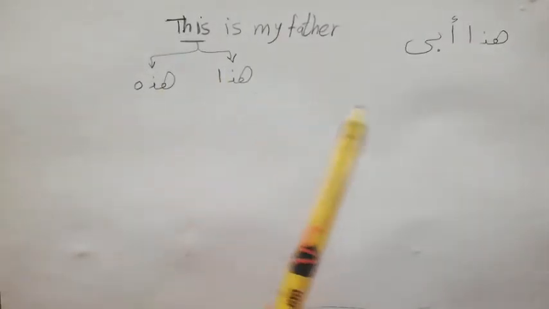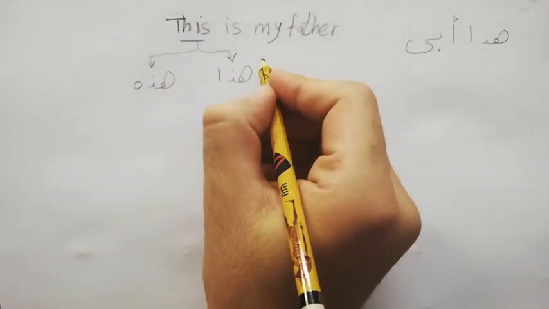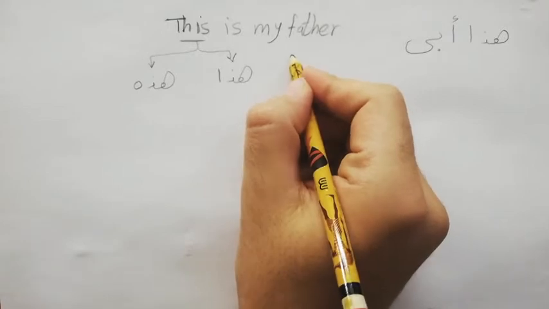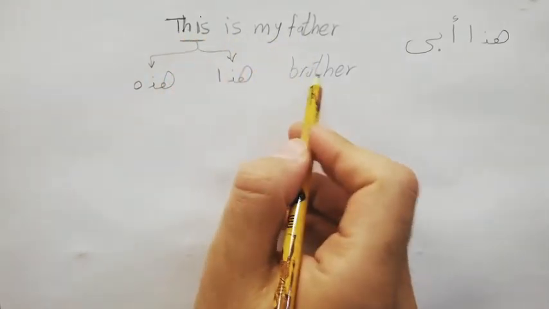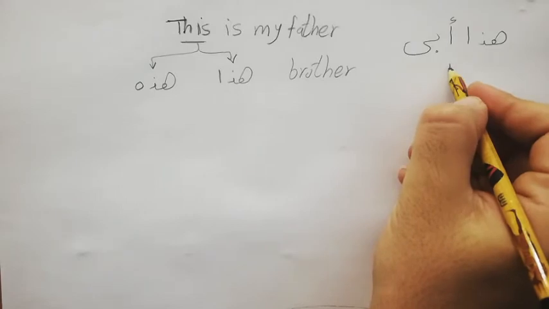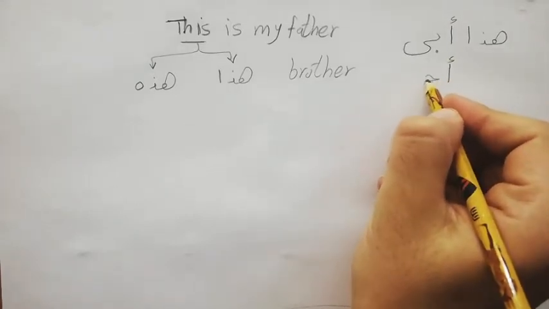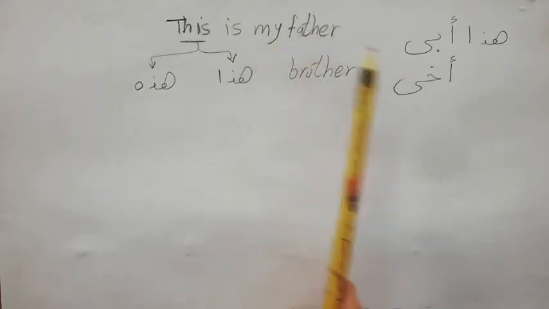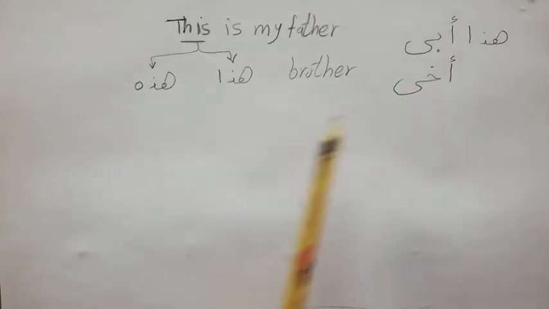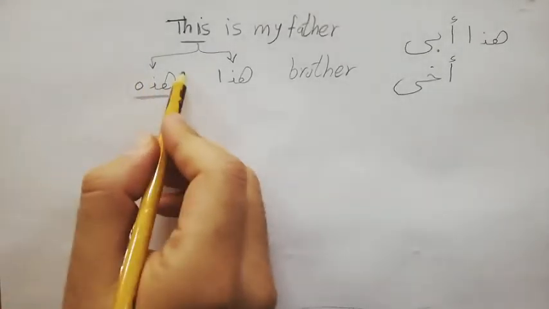Okay, so what if we want to say this is my brother? How to say it? أخي. Okay, so if we want to say this is my brother, أخي. Wonderful. Okay, so أبي, my father. أخي, my brother. One more time. هذا أبي. هذا أخي. Wonderful.